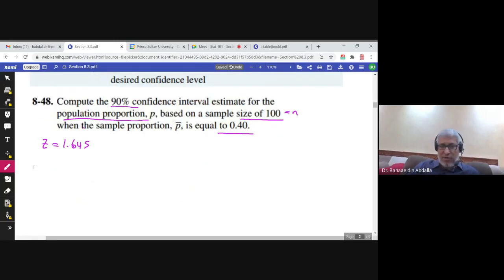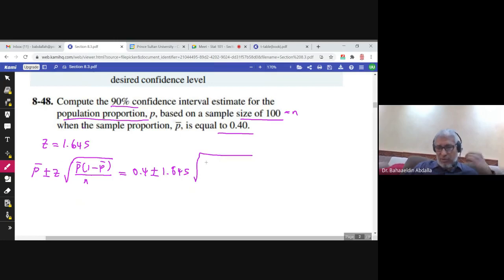The formula says the confidence interval is the point estimate plus or minus Z times the square root of P bar times 1 minus P bar over N. So P bar is 0.4 plus or minus Z, which is 1.645, times the square root of 0.4, which is P bar, times 1 minus P bar, which is 0.6, over N, which is 100. And this is equal to 0.4 plus or minus the margin of error. And we can calculate the margin of error using the calculator.